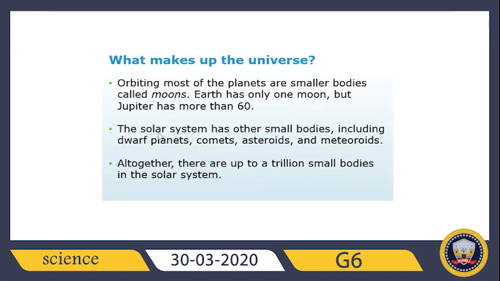So now, guys, the solar system has, besides these bodies, other small bodies, including dwarf planets, comets, asteroids, and meteoroids. And inshallah, later on, we will discuss all of these bodies. Altogether, there are up to 1 trillion small bodies in the solar system. Of course we are not going to discuss the trillion bodies, but we are going to focus on the most important bodies in our solar system and in the universe.